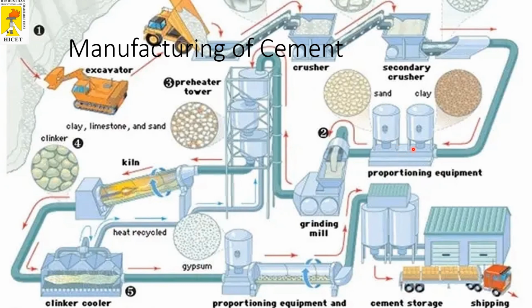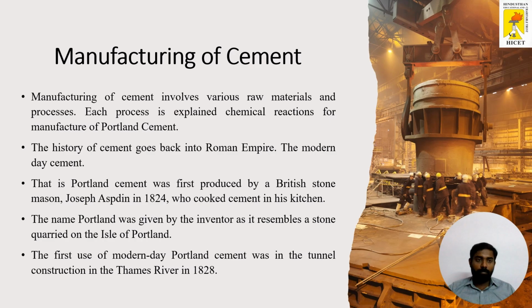The proportioning equipment ensures proper mixing of the sand, clay, and limestone, which moves to the grinding mill and then to the preheater tower. From there the clinker is manufactured and cooled, and by the addition of gypsum we grind the clinkers. Then the cement is stored and moved for packing and shipping. This is the overview of the manufacturing of cement, and the in-depth analysis will be as follows.